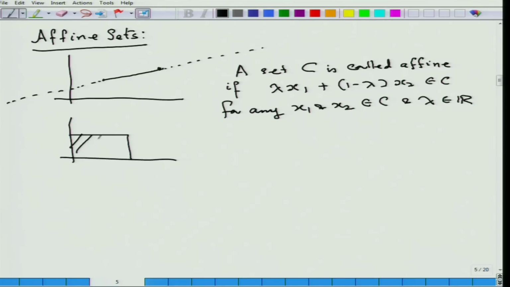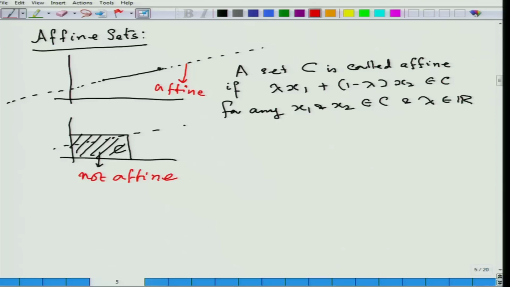because if you take say this set, take 2 points here, take the line passing through them. The line passing through them does not remain inside the set C. If this is my set C, the line passing through any 2 points does not remain in the set C. So, this set is not affine, while this convex set is affine.